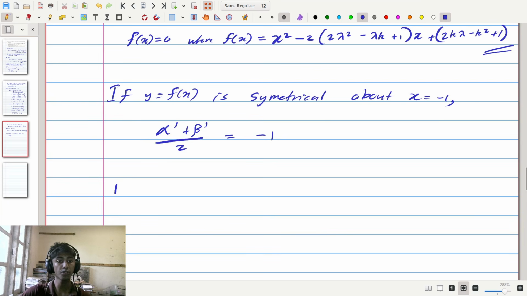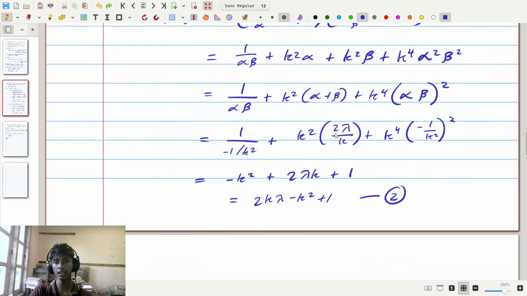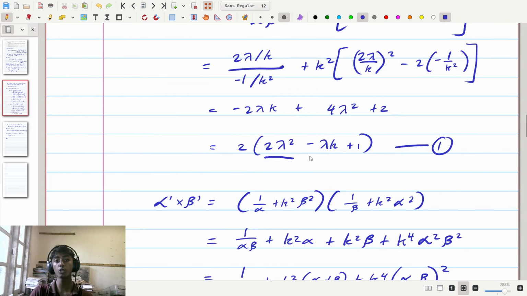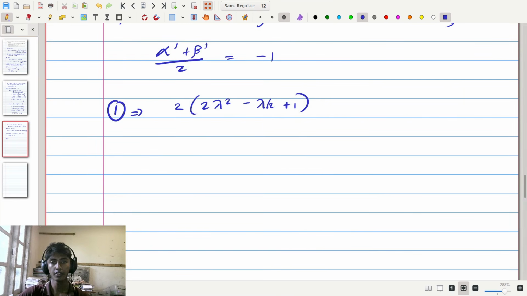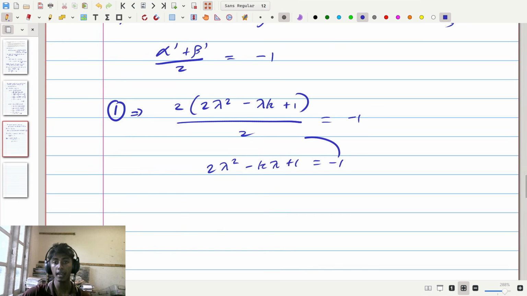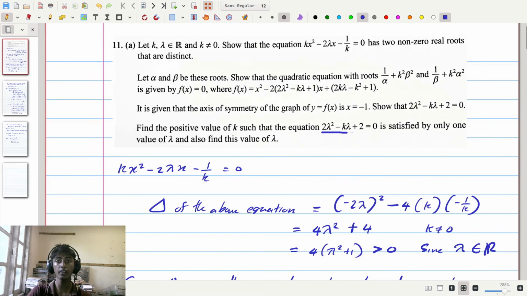Now for this, what we can do is to take equation number 1 and substitute in the value directly of alpha dash plus beta dash. Now alpha dash plus beta dash is 2 times 2 lambda squared minus lambda k plus 1. So substituting that in, we get this expression divided by 2 equals -1. Now simplifying this down, if we cut this 2 and this 2, we get 2 lambda squared minus k lambda plus 1 equals -1, and taking the minus from the other side, we get 2 lambda squared minus k lambda plus 2 equals 0. And this is the quadratic equation that they wanted us to find. So now we found that quadratic equation.